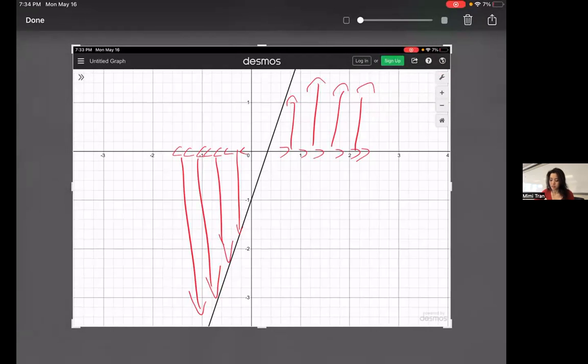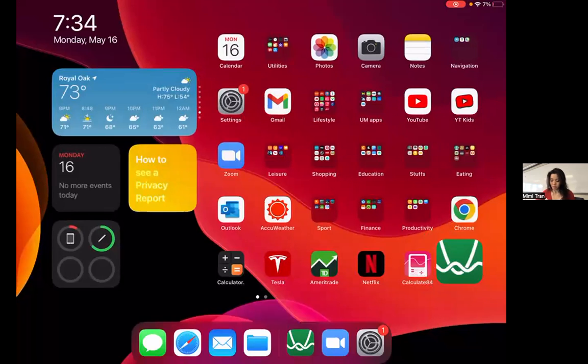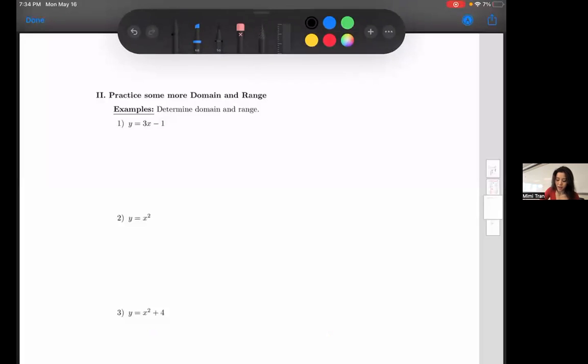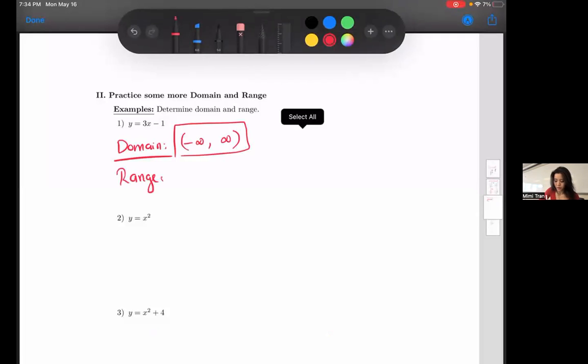Okay, delete that. Go back up here. So for y equals 3x minus 1, my domain is negative infinity to positive infinity. What about the range? What about the range?